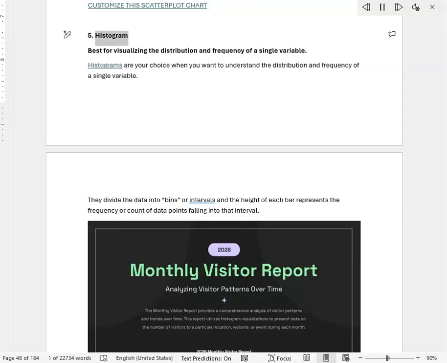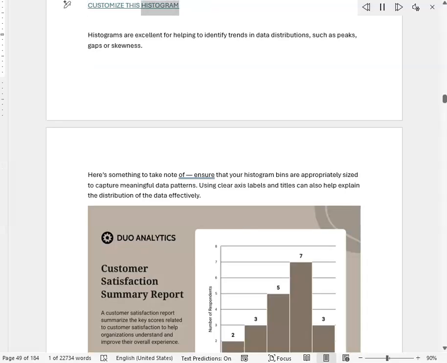5. Histogram. Best for visualizing the distribution and frequency of a single variable. Histograms are your choice when you want to understand the distribution and frequency of a single variable. They divide the data into bins or intervals, and the height of each bar represents the frequency or count of data points falling into that interval. Customize this histogram.